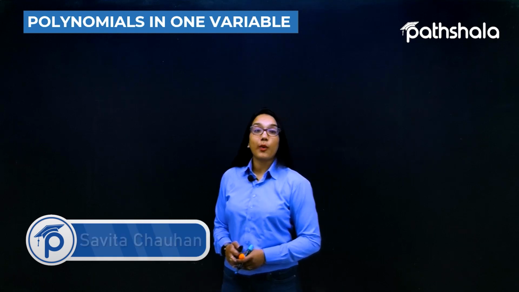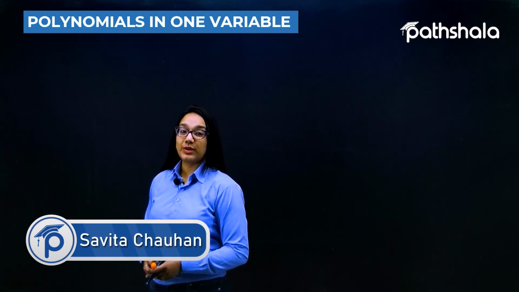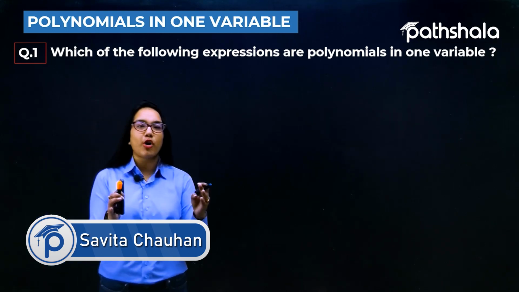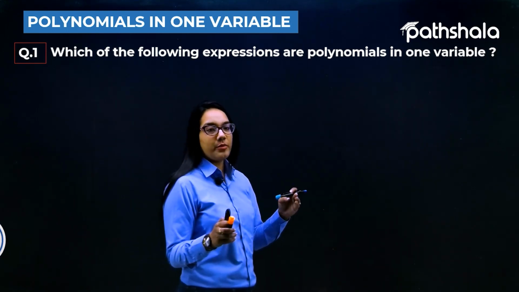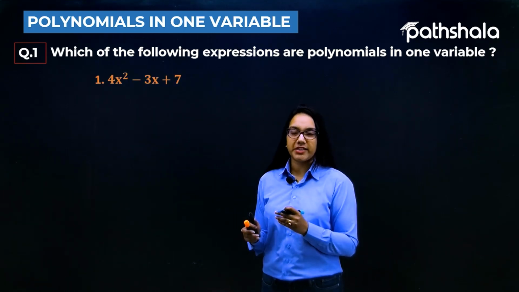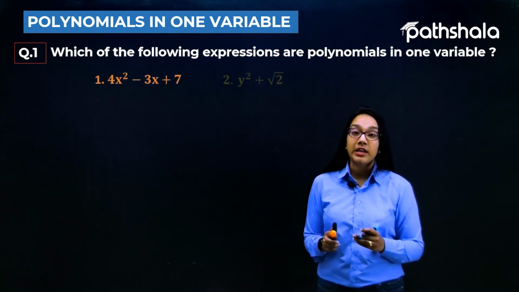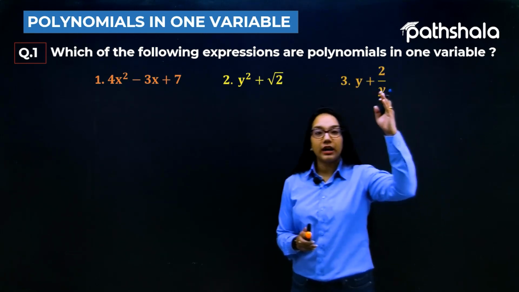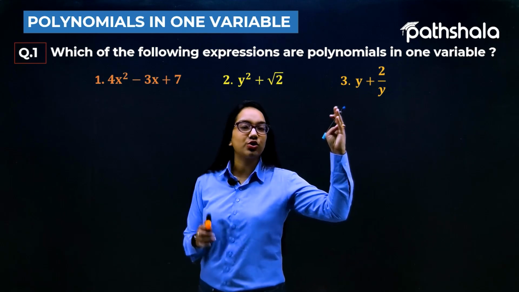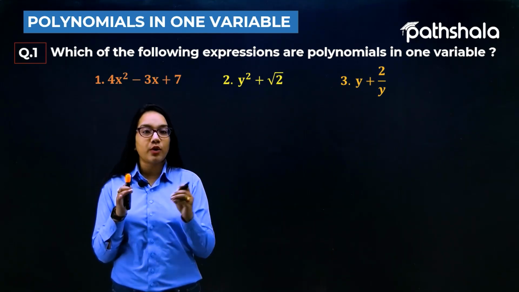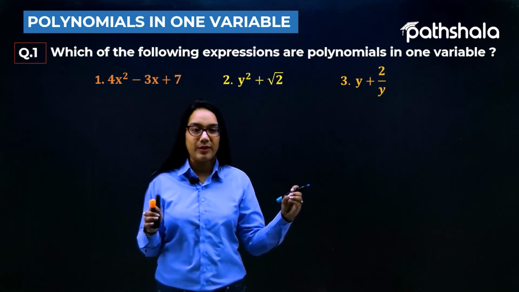Now let's see the questions related to polynomials in one variable. Question number 1 says: which of the following expressions are polynomials in one variable? The first part is 4x squared minus 3x plus 7. The next one is y squared plus the square root of 2, and the third one is y plus 2 by y. Now we have to check which of these is a polynomial in one variable.